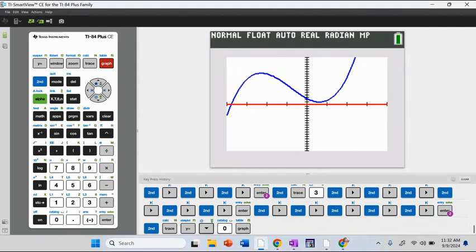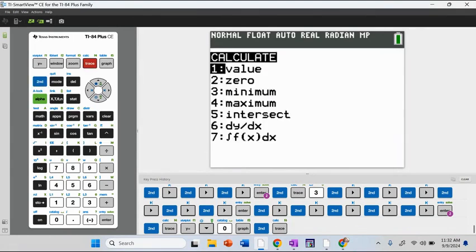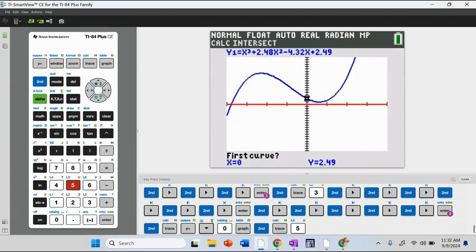Intersection. And watch how easy this is. It is second trace. It is not 0 now. It is intersect. You can't hit intersect if you don't have 2 equations. So be careful on that. All right, and you actually don't even need to go over here. But if there's more than 1 0, if you see 3 different x-intercepts, then you'd have to 3 times get close to where they intersect.